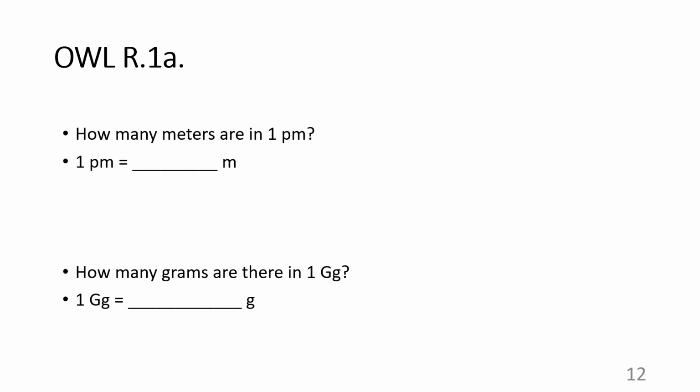One of the first OWL homework problems you'll have is converting between metric units. For these first few examples, you are asked to tell how many of the base unit are in a metric unit with a prefix. So for these, you just need to know the definition of the prefix. P stands for pico, and pico means 10 to the negative 12. So therefore, 1 picometer equals 10 to the negative 12 meters.